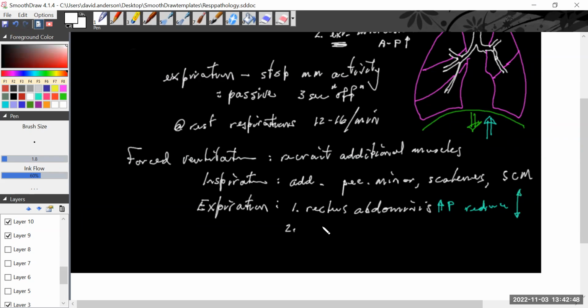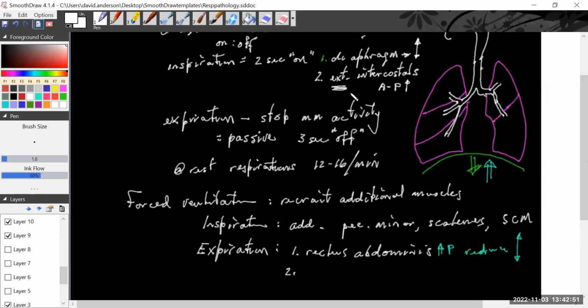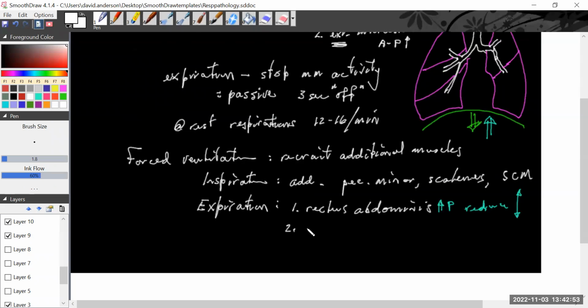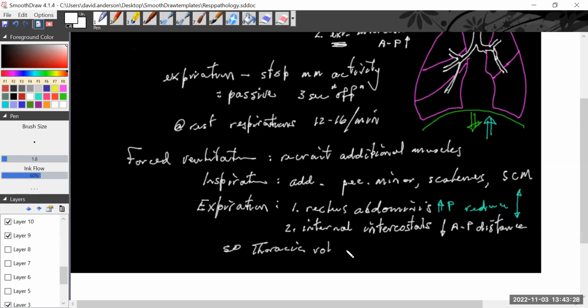And the second group of muscles that we're going to recruit are essentially the antagonists to the external intercostals, which are the internal intercostals. So if the external intercostals lift the ribs up and out, the internal intercostals are the opposite of that. They're going to pull the ribs back down and in. So we're going to decrease the AP distance, anterior to posterior distance. So thoracic volume decreases.